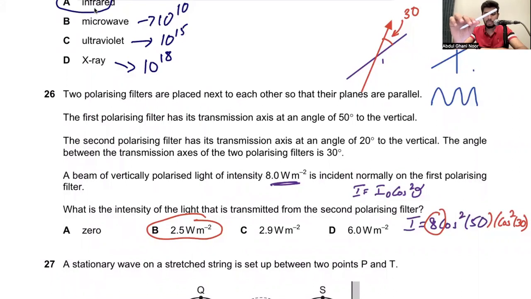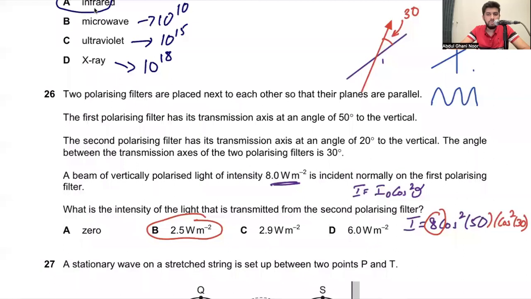And the question says our second polarizing filter is at an angle of 20 degrees to the vertical, but it has an angle of 30 degrees between the first polarizing filter and the second one. So that is why we use cos squared 30, because now our light is at an angle of 30 degrees to the polarizing filter.